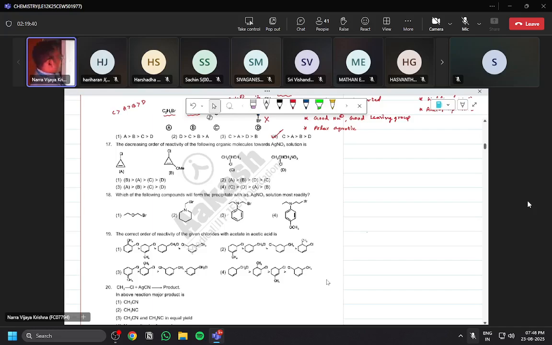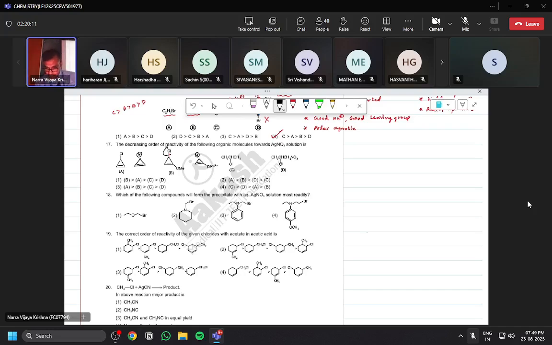Next, decreasing order of reactivity of the following organic compounds towards AgNO3. Aromatic. See this. Here, if Cl minus goes out, what will you get? You will get positive charge here. Double bond, OMe. Is it an aromatic ring or not? Huckel's 4n plus 2 pi electron rule. Here also I will get positive charge. This is also aromatic.